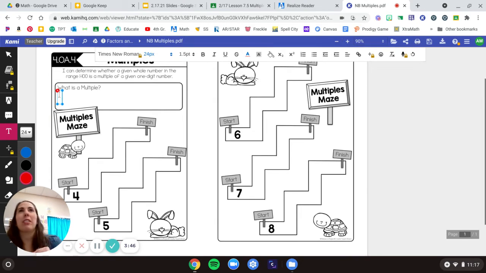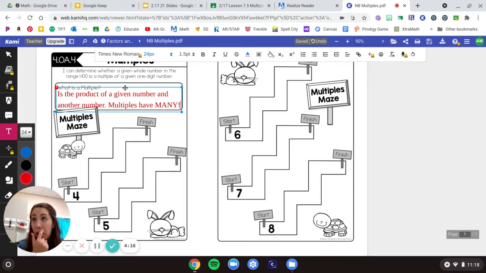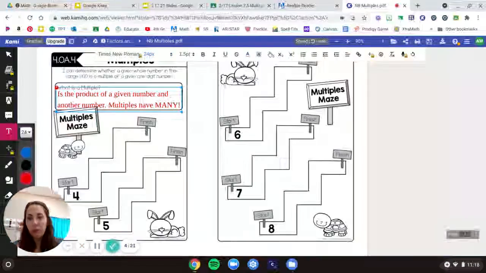What word does it kind of sound like to you? It kind of reminds me of multiplication. Well, a multiple is just kind of that. A multiple is the product of a given number and another number. Write that down. There are many different multiples that we can have, whereas factors, we'd have a few. So think of that alliteration to help us. Few factors, many multiples. Few factors, many multiples.